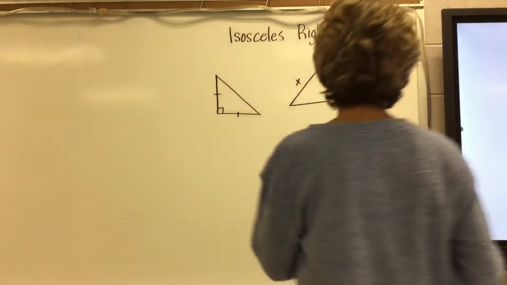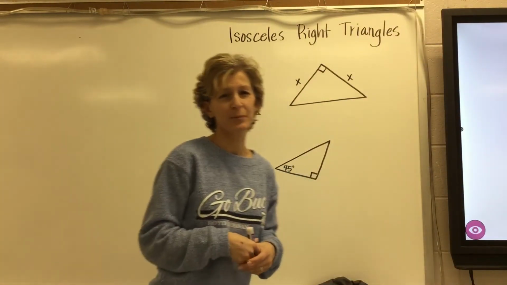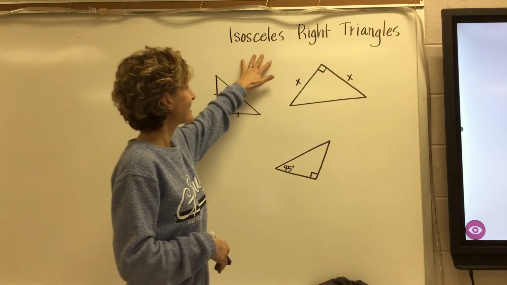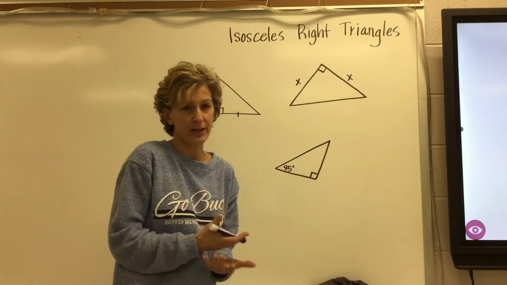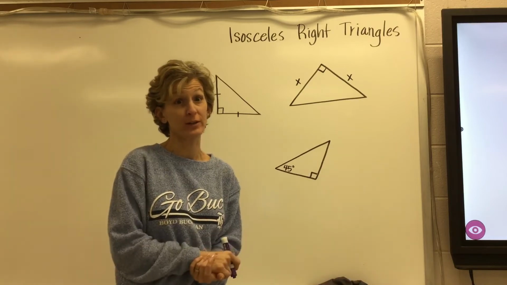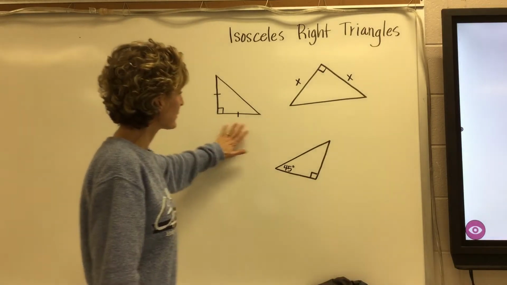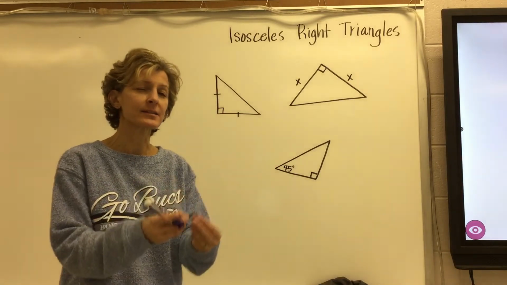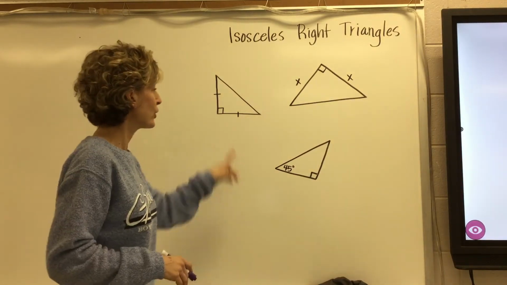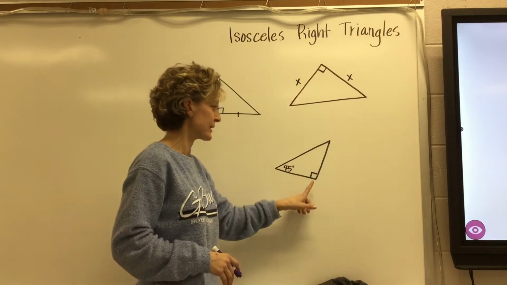One last thing to review before we jump into 9.2, and that is identifying isosceles right triangles. Remember, this whole chapter is about right triangles. All right, looking at these three pictures, I want you to be able to identify them as isosceles right triangles. They're all right triangles because you see the 90.